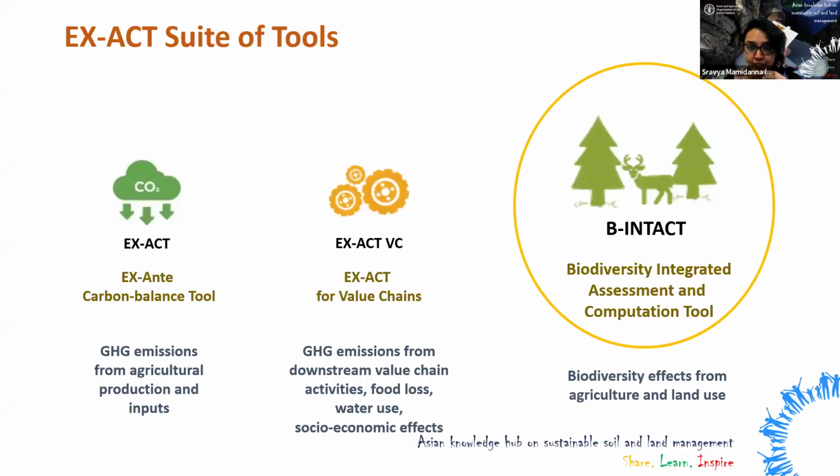Right, so the BINTACT tool sits among the EXACT suite of tools at the Economic and Policy Analysis of Climate Change team within ESA division of FAO. There are three main tools: EXACT for assessing GHG emissions from agriculture production, which maybe most of you are familiar with. And there is an EXACT for value chains that assesses GHG emissions from downstream value chain activities, and the BINTACT, which evaluates the biodiversity impact of project interventions in the agriculture sector.